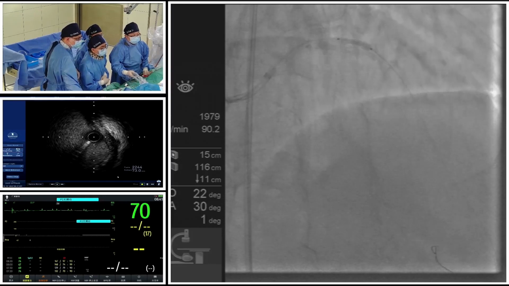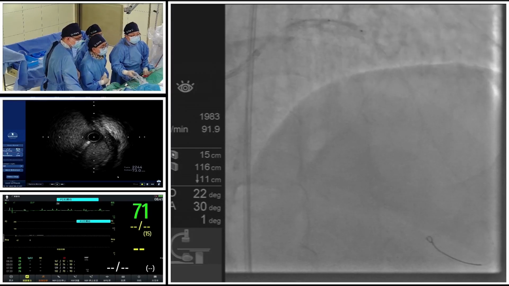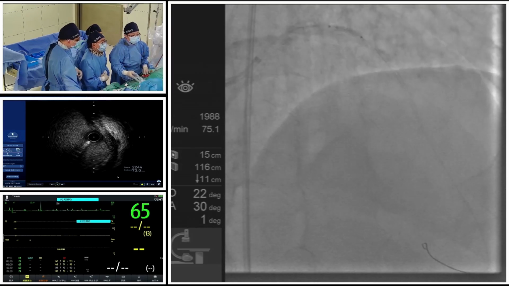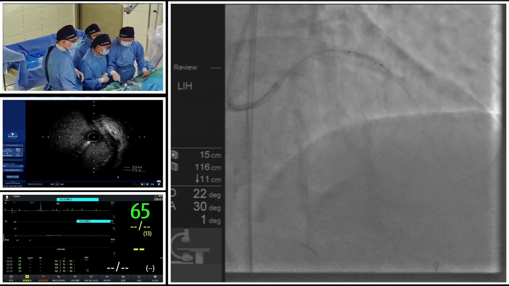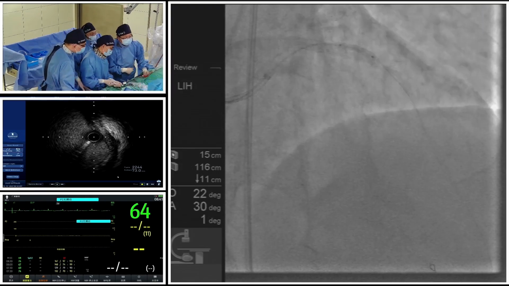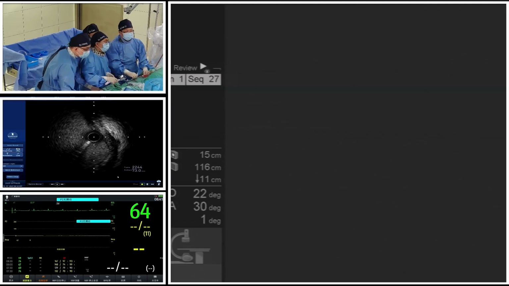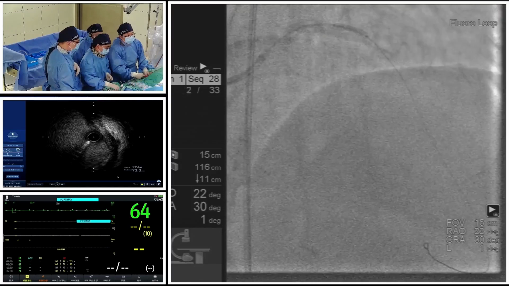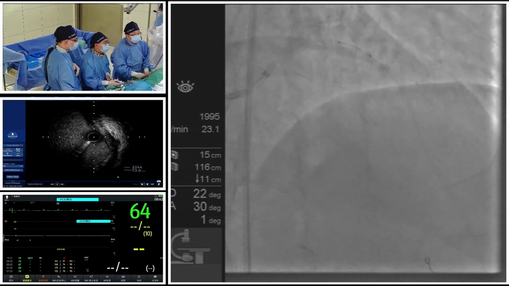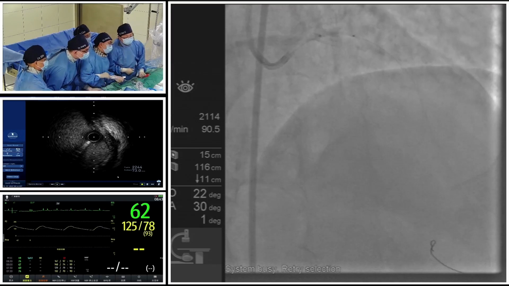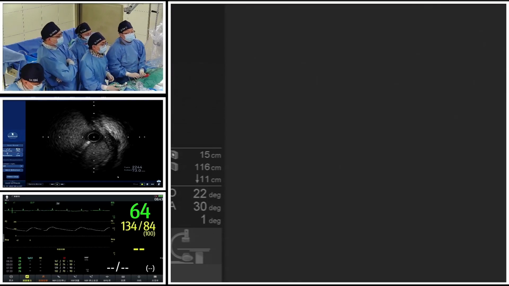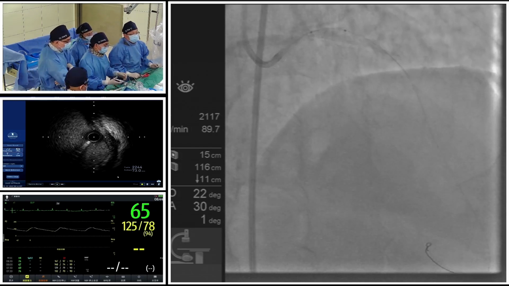Okay, already working. 10 bursts. We can see the balloon opens a little bit, slowly. Going down to 6. We can see that the balloon opens much faster and better as compared to the previous one. A little bit of dog bone sign at the beginning. I think we need one more.